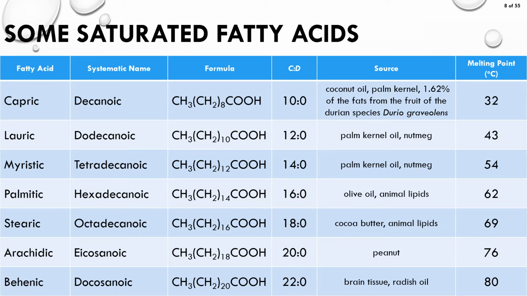Of course, obviously, this is a saturated fatty acid. Now, the sources of capric acid are coconut oil and palm kernel oil. There is also capric acid in durian, our favorite fruit. Then you have the lauric, myristic, and so on.